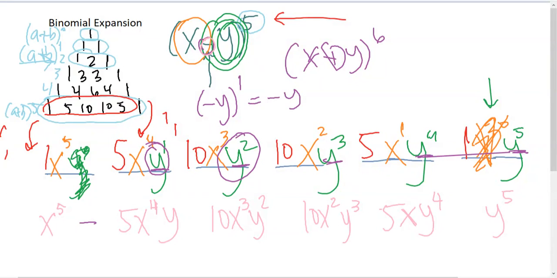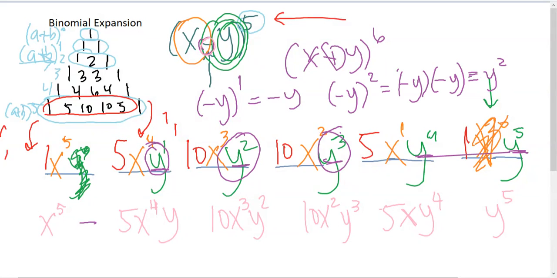However, let's say we look at y squared. It's going to be negative y squared, which is the same thing as negative y times negative y. And we know that two negatives make a positive, so that's how we get a positive y squared. And we can do the same thing for y to the third, y to the fourth, and y to the fifth. So that's going to be a negative, a positive, a negative.